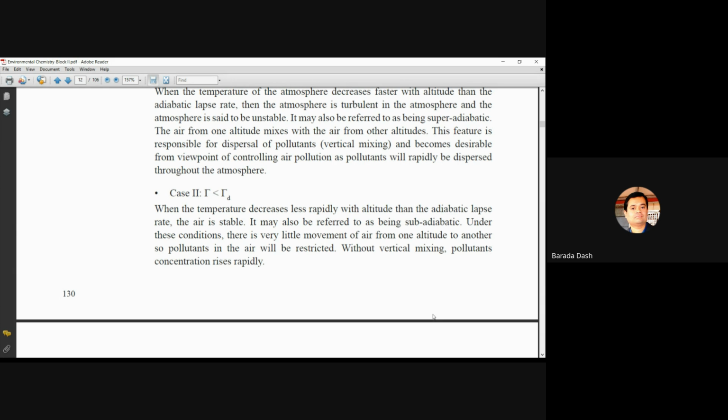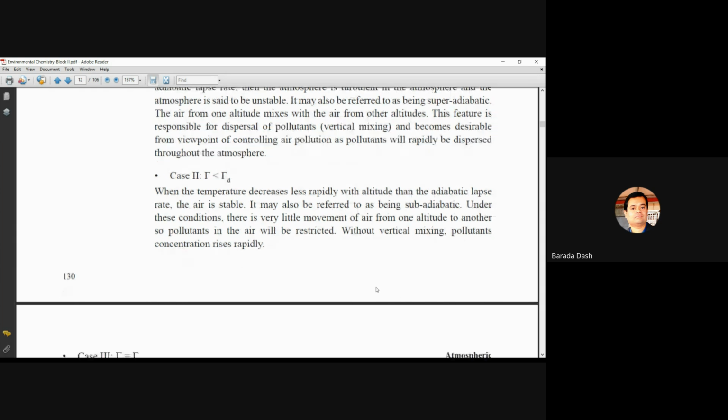There is very little movement of the air, and then there will be pollution build-up. So without vertical mixing, pollutant concentration rises rapidly.